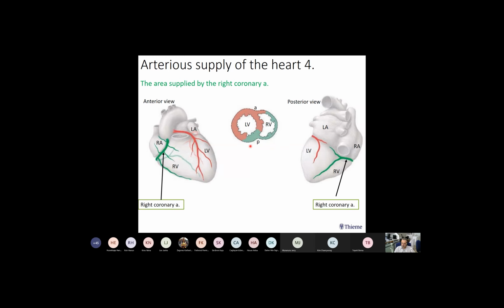But let's make a list, which we will ask you in the exam as well. So what does the right coronary artery supply? Obviously, it gives branches to the right atrium.